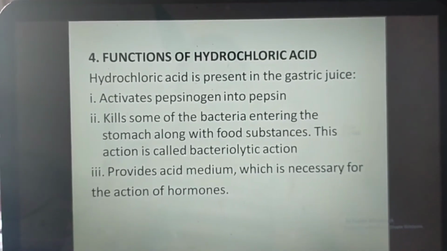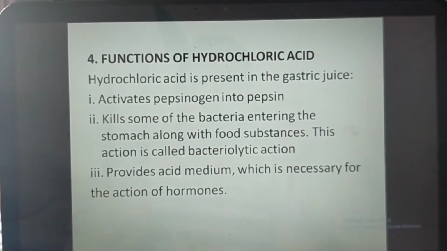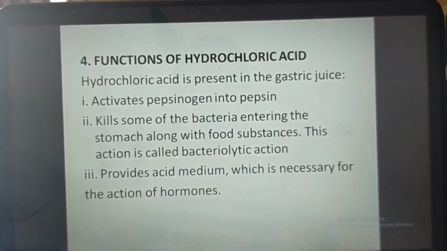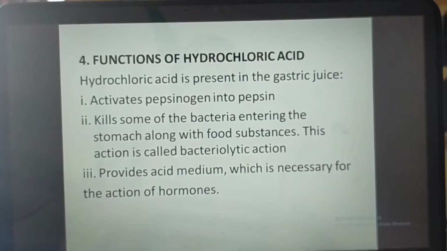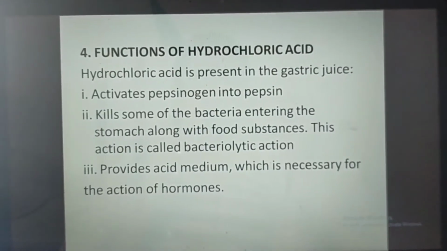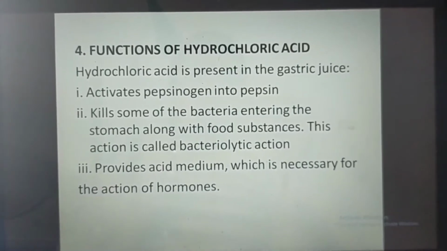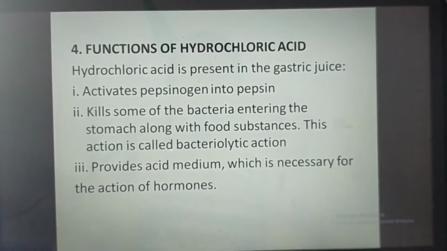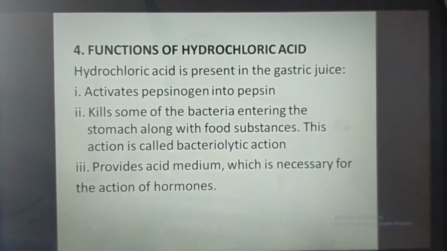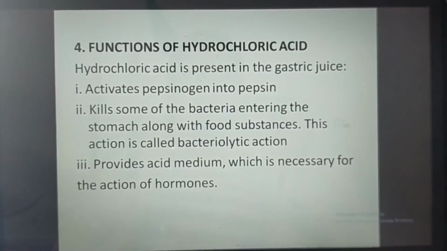Functions of hydrochloric acid. Hydrochloric acid is present in the gastric juice. It activates the pepsinogen into pepsin. It kills some of the bacteria entering the stomach along with food substances. This action is called the bacteriolytic action. It provides the acid medium which is necessary for the action of enzymes.